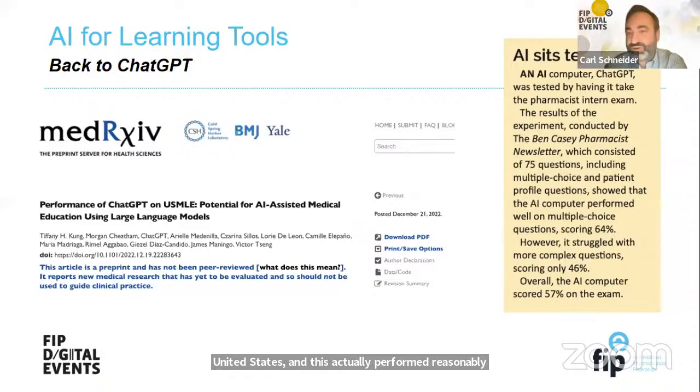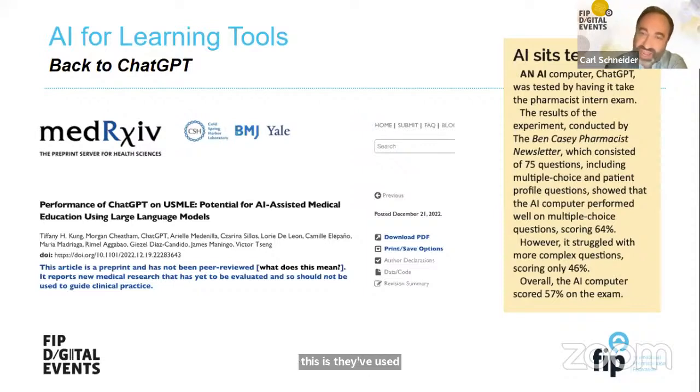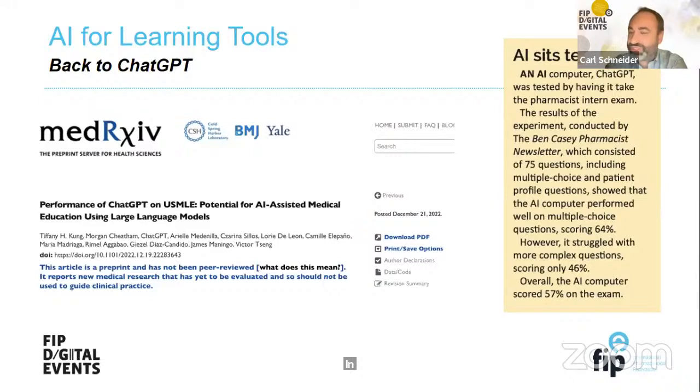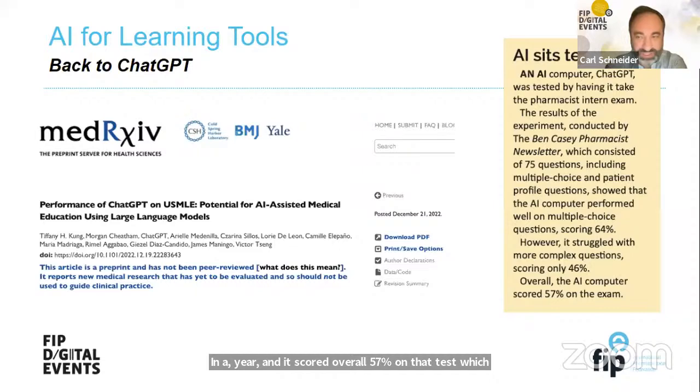Similarly, they've used ChatGPT and taken an example pharmacy intern assessment or exam in Australia, and it scored overall 57% on that test, which is still shy of or below a pass mark, but as you can see, it's getting very close. Next slide, please.